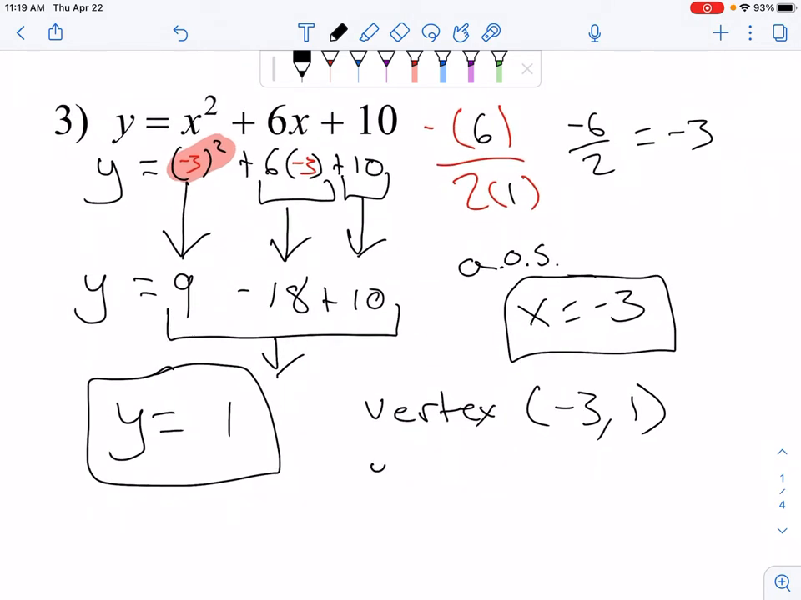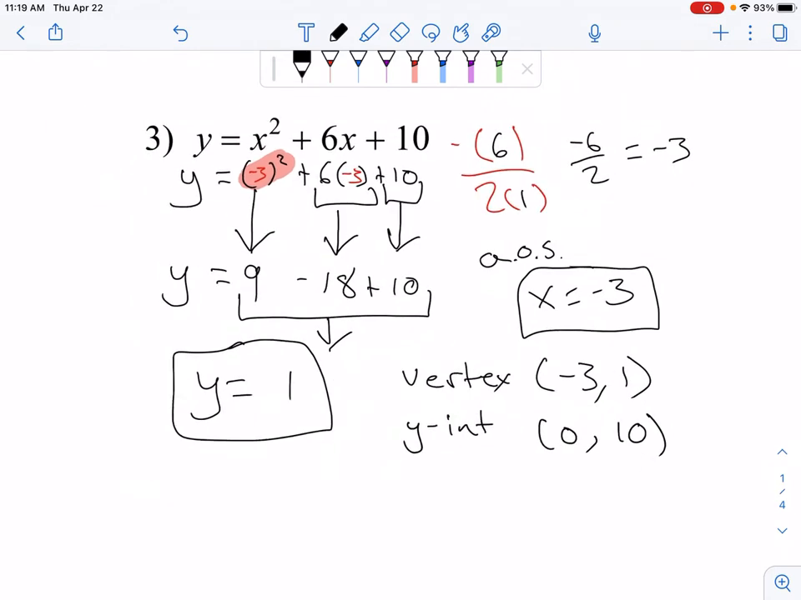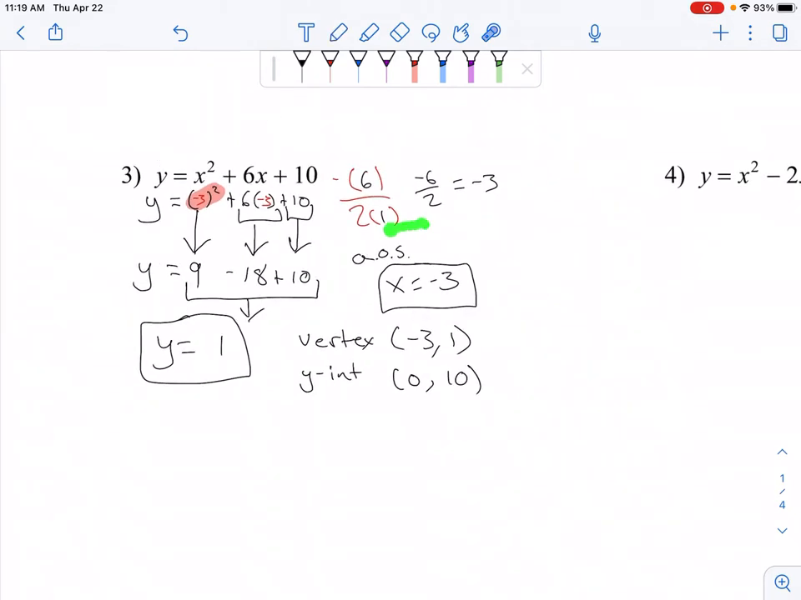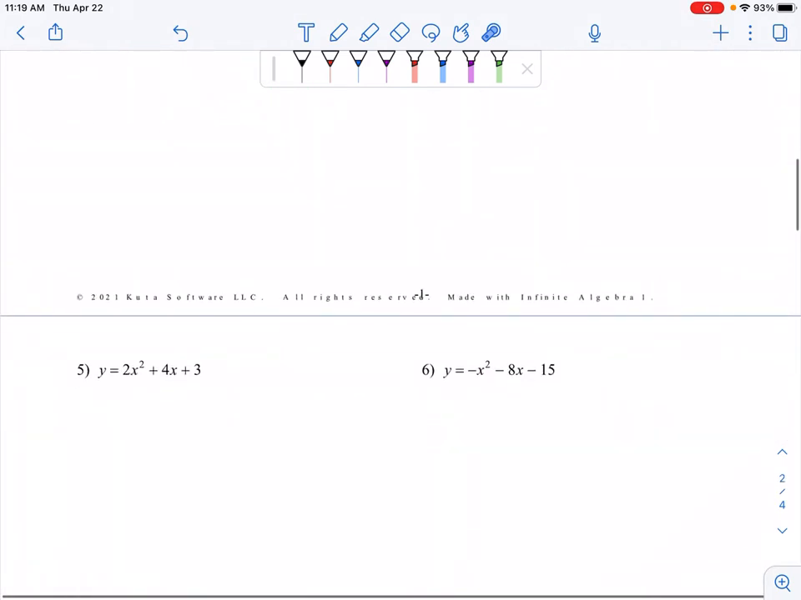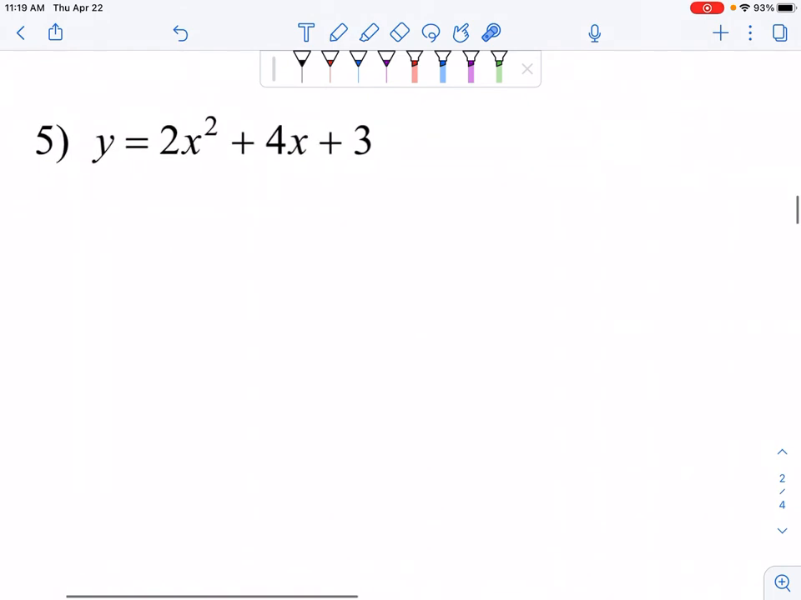And then my y-intercept is 0, 10. And we could graph a parabola just using these pieces of information. Oh, 3 pieces. Because our axis of symmetry, our vertex, and our y-intercept. With just those 3 pieces of information we could graph. So let me show you some more complicated ones.